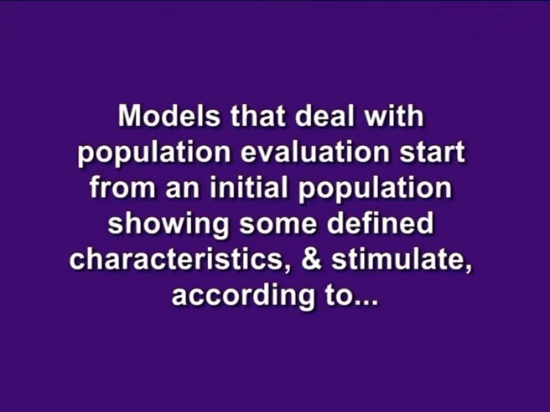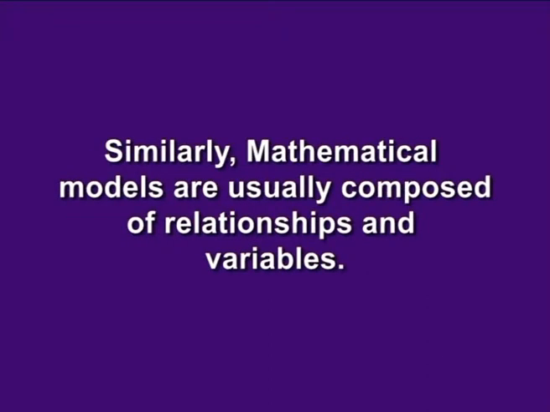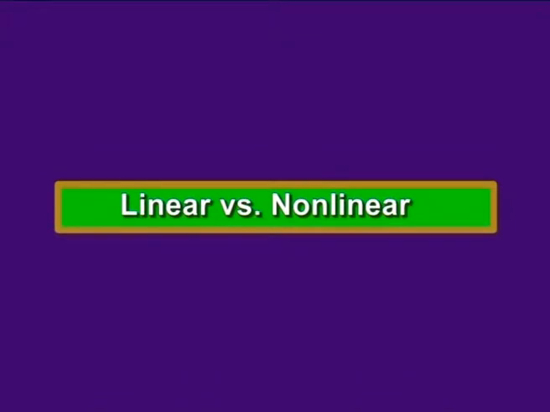Models that deal with population evolution start from an initial population showing some defined characteristics and simulate, according to beforehand established rules, the events that modify the size and structure of the population. Similarly, mathematical models are usually composed of relationships and variables. Relationships can be described by operators such as algebraic operators, functions, differential operators, etc. Variables are abstractions of system parameters of interest that can be quantified. Several classification criteria can be used for the models according to their structure. Number 1, linear versus non-linear.